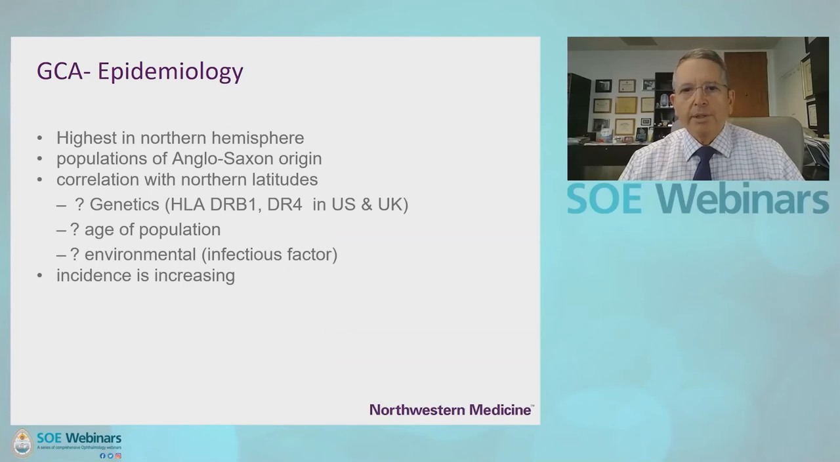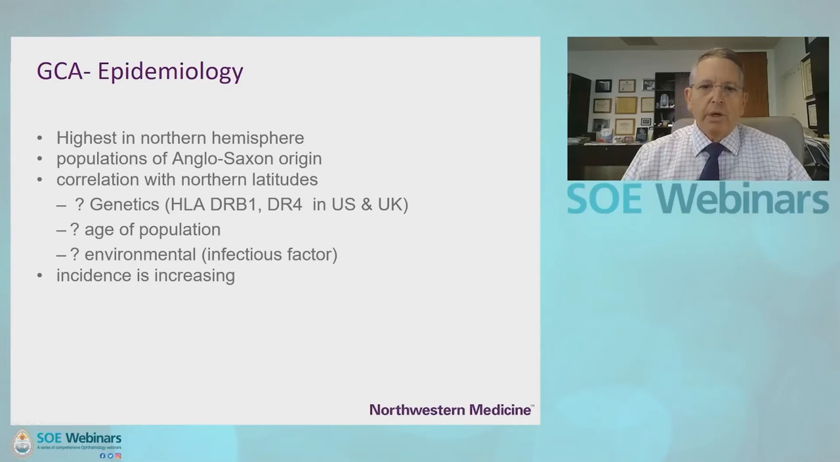So first and important is to consider the context of this condition and who gets it. This condition is almost exclusively in the Northern Hemisphere. Populations of Anglo-Saxon origin, lighter-skinned individuals are more prone to this condition. There are certain HLA types that have shown up in different populations. It may be related to where more older patients are, but there very well may be an environmental factor, either related to infectious agents or possibly sunlight that contribute to the development of the disorder.